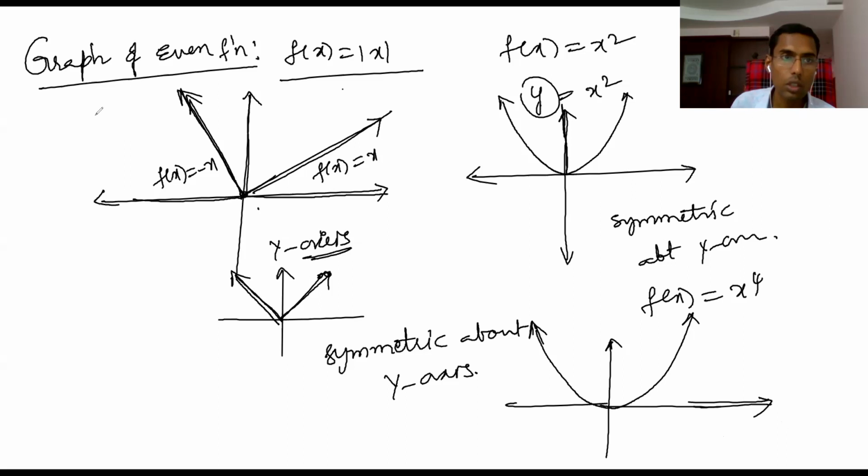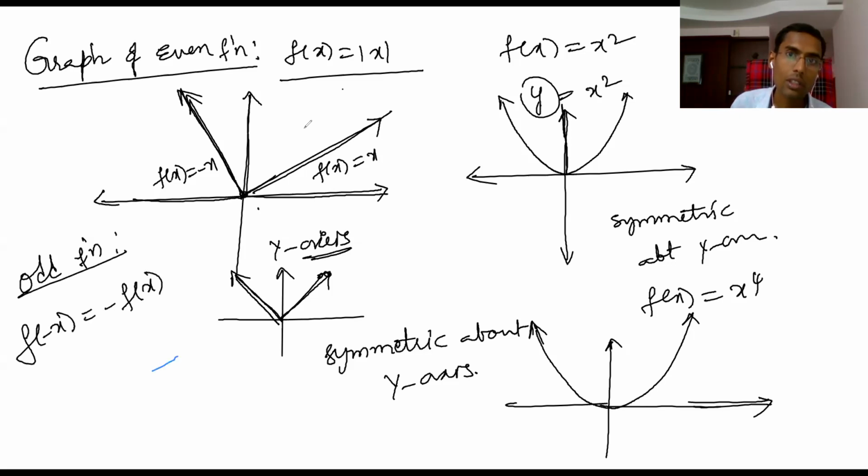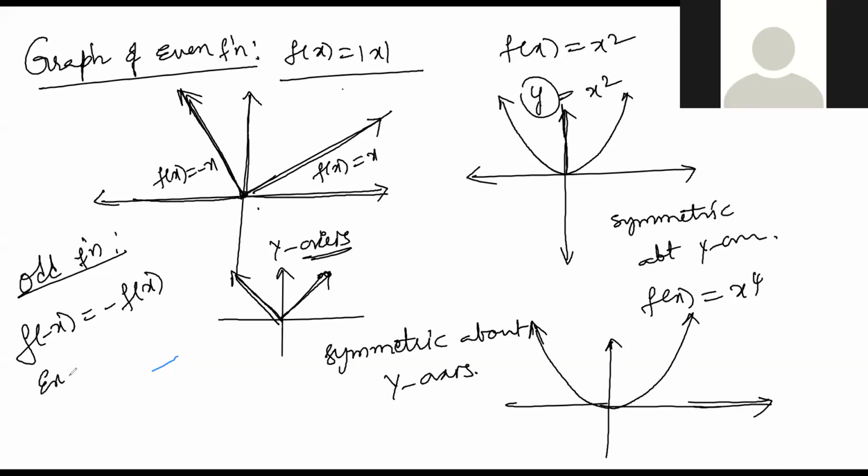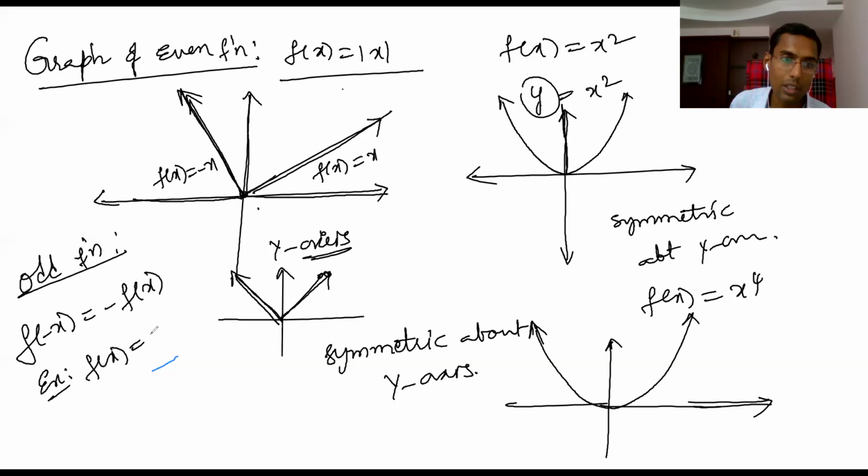So now the odd function. What is this odd function? You can guess: f of minus x equals minus f of x. Examples: f of x equals x, the identity function, and f of x equals x cube. These are odd functions.